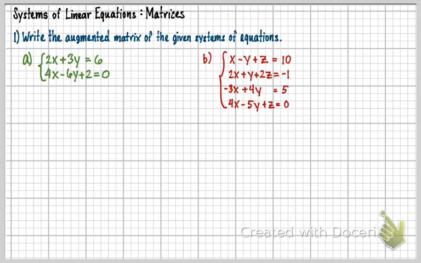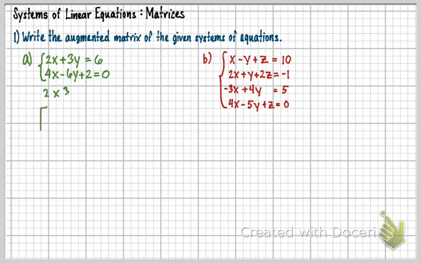So what we're going to do is take these two equations that represent linear equations, and write them as an augmented matrix. This augmented matrix is going to be a 2 by 3 matrix. So that means 2 rows by 3 columns.